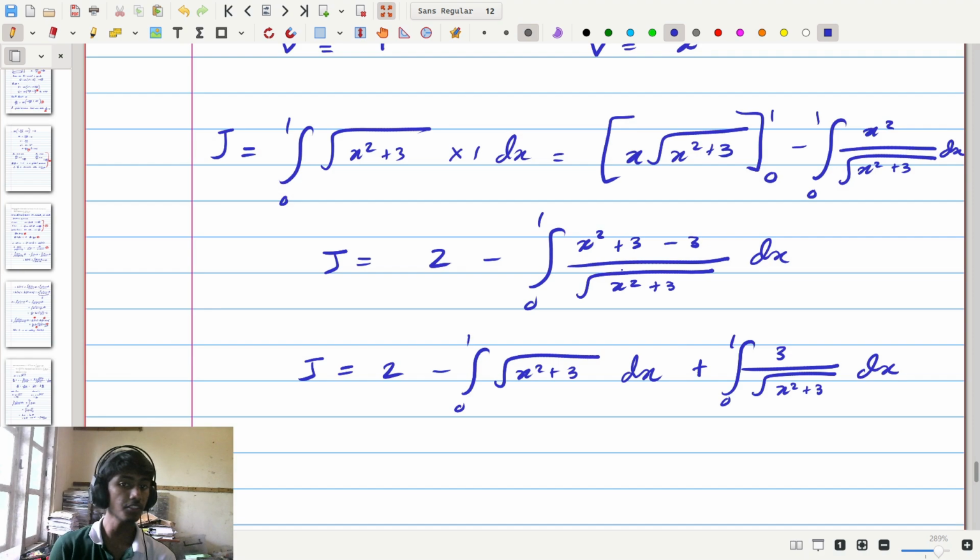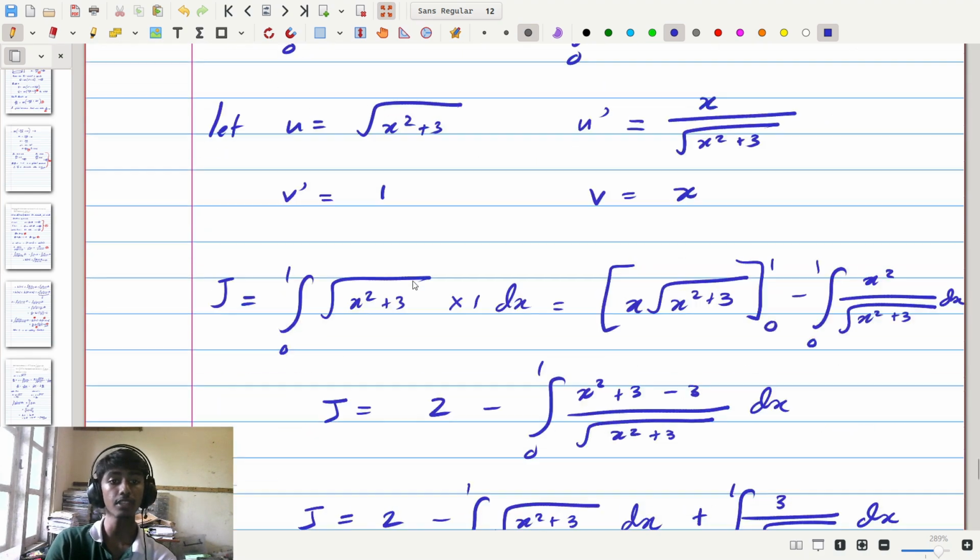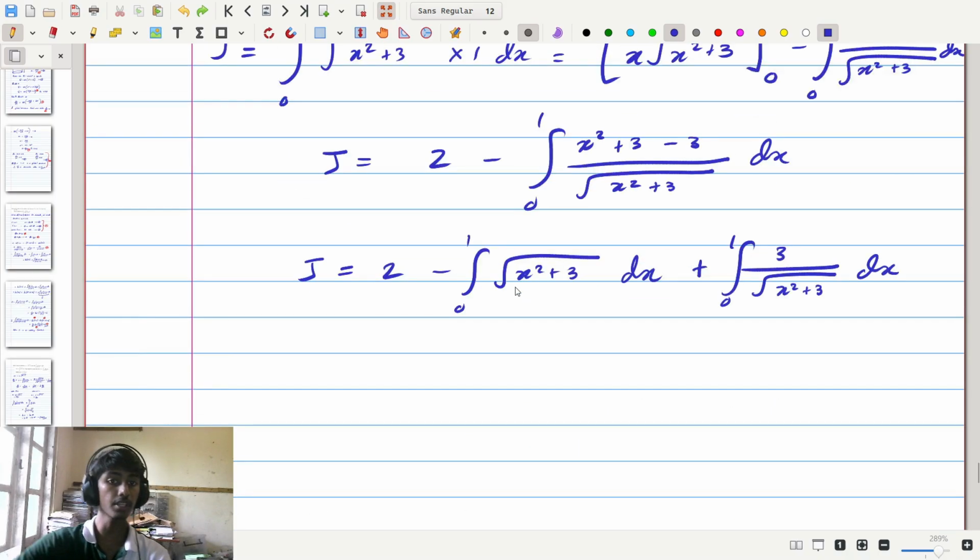Now the reason I did this is because if you go up, you can see J is equal to the integral from 0 up to 1 of the square root of x squared plus 3 dx. And going down, we can see over here we have the integral from 0 up to 1 of the square root of x squared plus 3 dx, which is exactly equal to J.